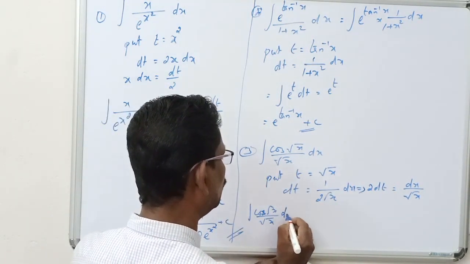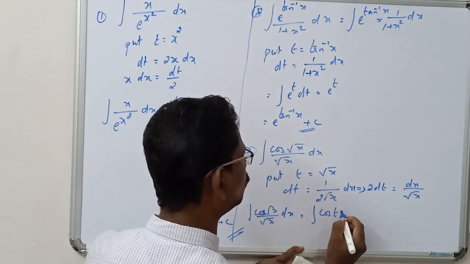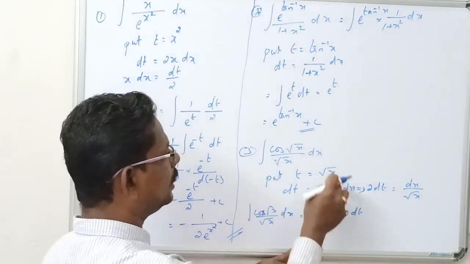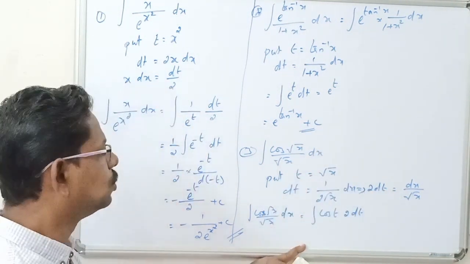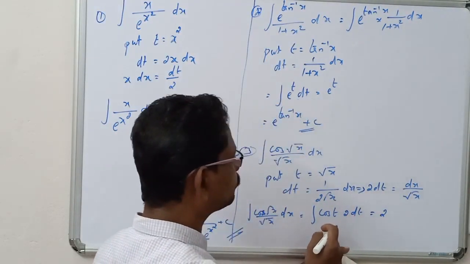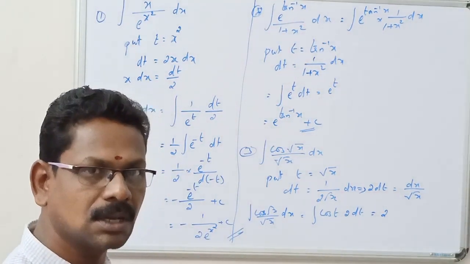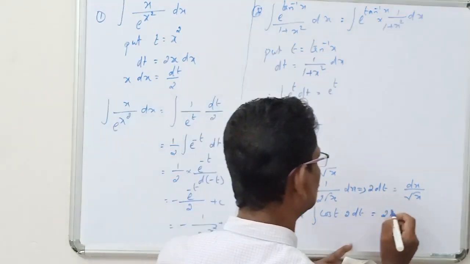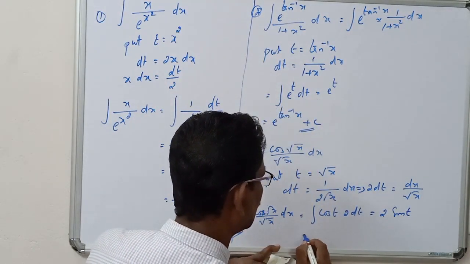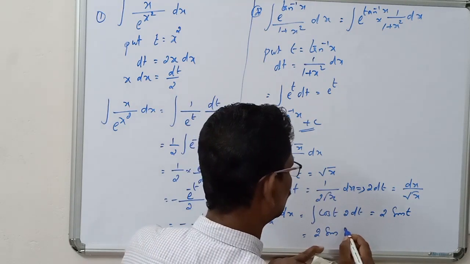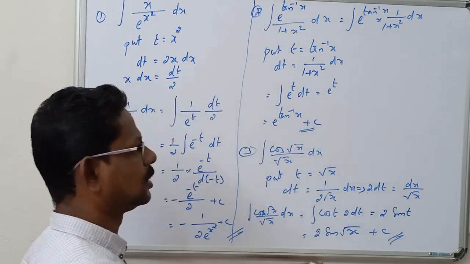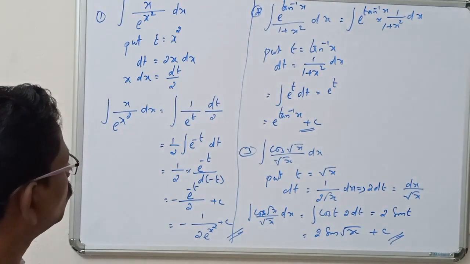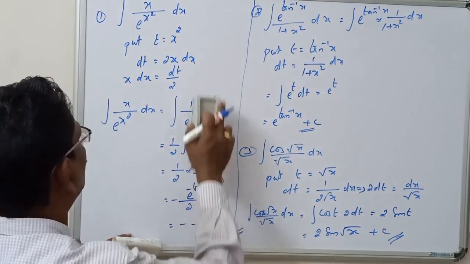So it is equal to integral cos t into 2 dt. For root x you take t, then dx by root x is equal to 2 dt. That's all. Take 2 common: 2 into the integration of cos t. The differentiation of sin x is cos x, so the integration of cos x is sin x. So cos t integrates to sin t. That is the last answer: 2 into sin root x plus c. This is another composite function, another substitution. We can see some more things, so I'm going to rub this side.